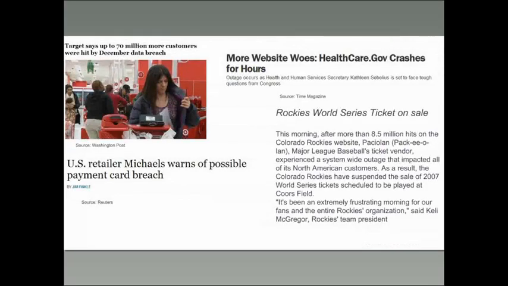The other thing that we've seen in the news, for example, is Target, whose customers were hit with a data breach as of late, and also Michael's, another retailer, with payment card breaches. These things are plastered all over the news. And healthcare.gov is another example of being out of reach for customers to get in there and register. And then a perfect example that I remember clearly is in 2007 when the Rockies made the World Series, and everybody hit the website all at once to get tickets when they went on sale, and it took the website down.